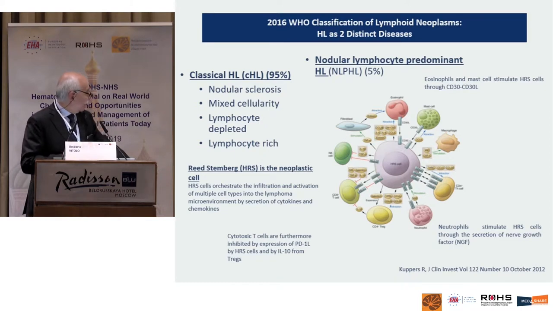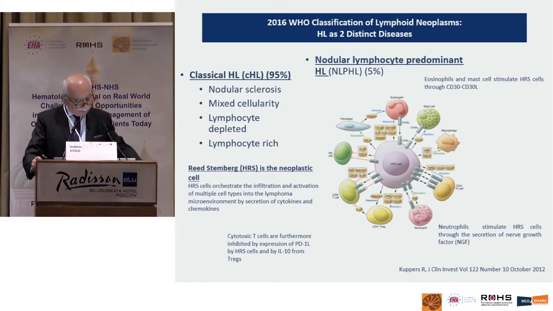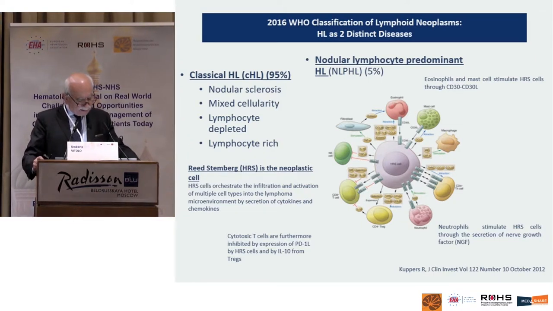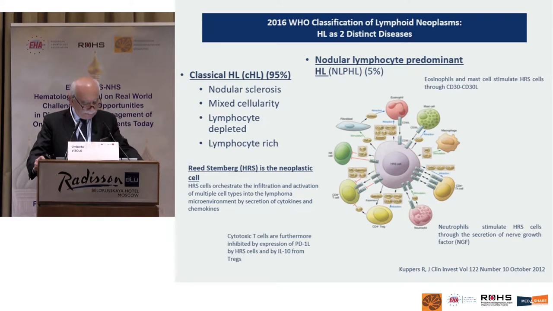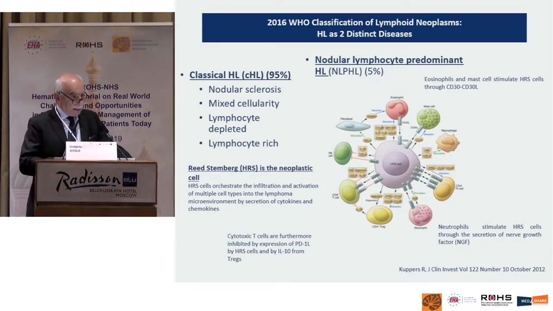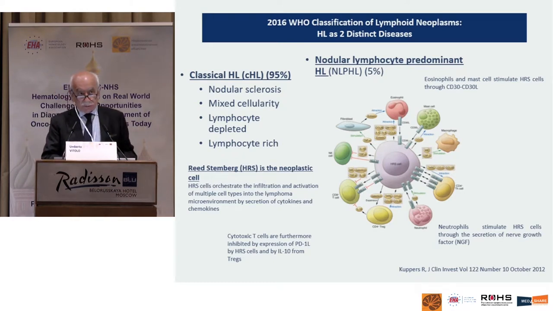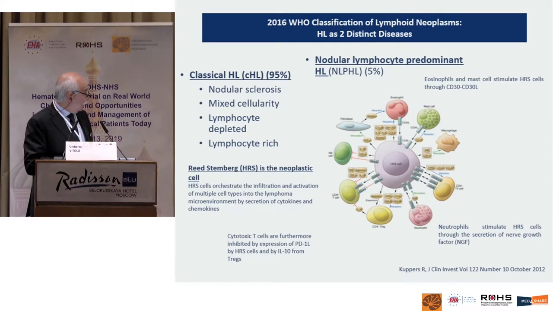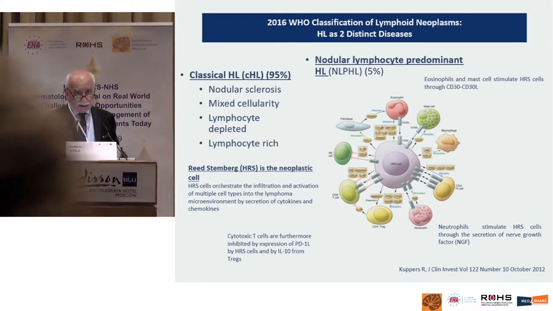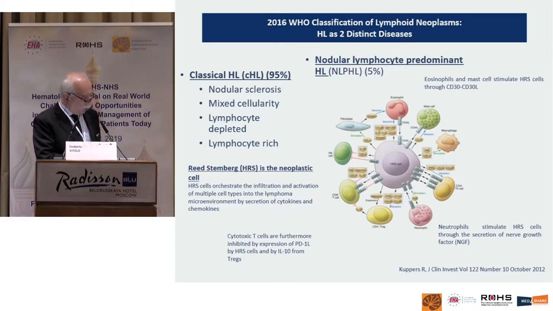and other findings. Also, there is another important point: cytotoxic T cells are inhibited by the expression of PD-1 ligand by Reed-Sternberg cells. It is important, as we will see in the salvage treatment, because this implies the use of checkpoint inhibitors, anti-PD-1 inhibitors, in the treatment of Hodgkin lymphoma.